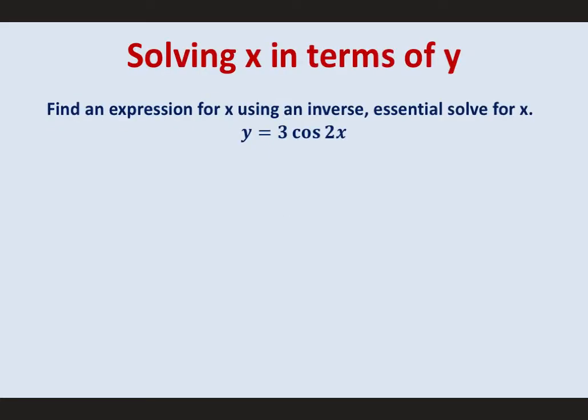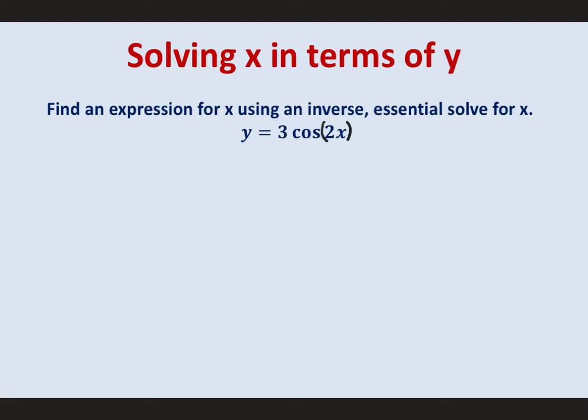All right, so solving for x in terms of y. Find an expression for x using an inverse essentially just means solve for x. So we're going to try and get x by itself, order of operations in reverse and undoing stuff just like we normally would. Just when you come to the trig function, you're going to undo cosine with inverse cosine, tangent with inverse tangent, secant with inverse secant, and so on as we go. So first thing, I'm just going to add a little parenthesis here. This is cosine of 2x. So we want to get the x by itself.